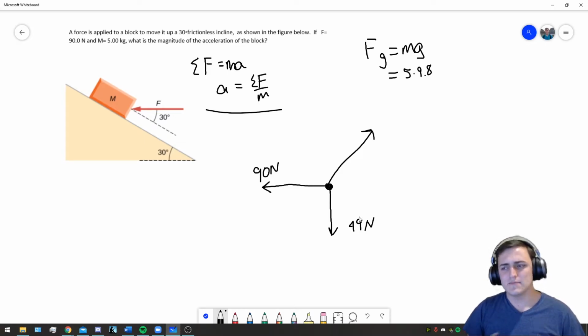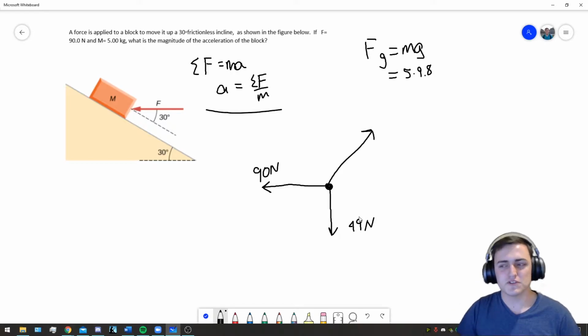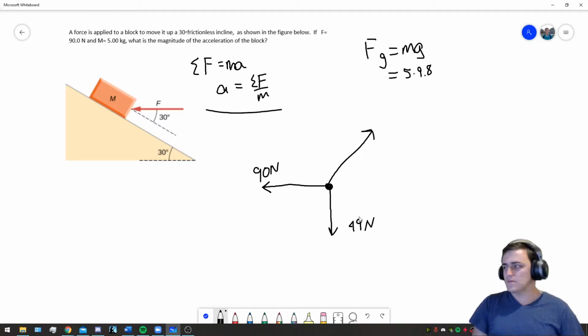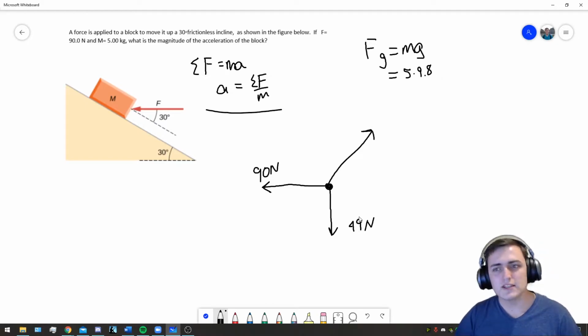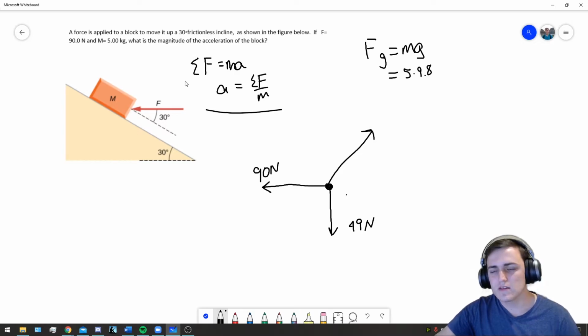in a normal situation. If this block was stationary, not moving, we would know the net forces are 0, and our normal force needs to cancel everything out. Here, we're going to have a bit of a hard time figuring out what our normal force actually is. We also want to take note that there is no friction, and so these are the only 3 forces we have. So it's frictionless.